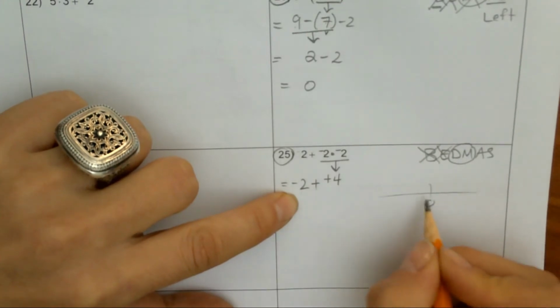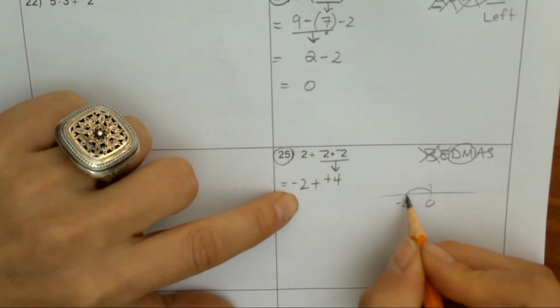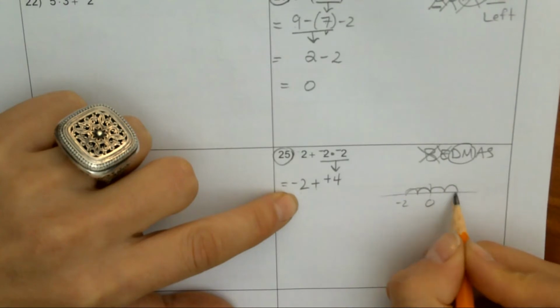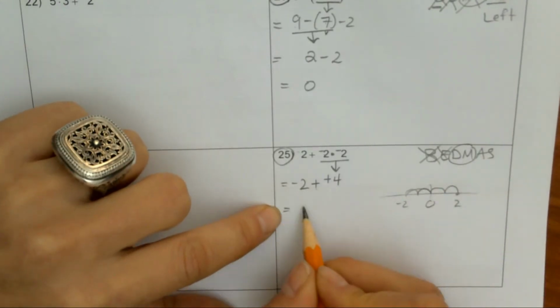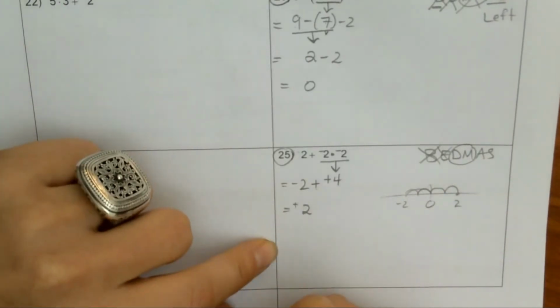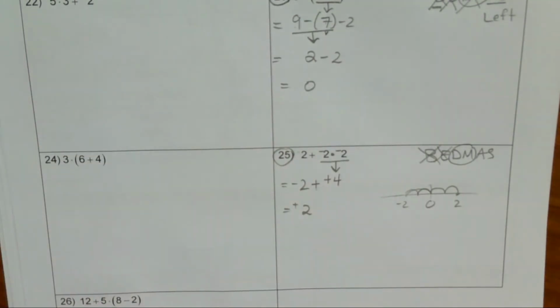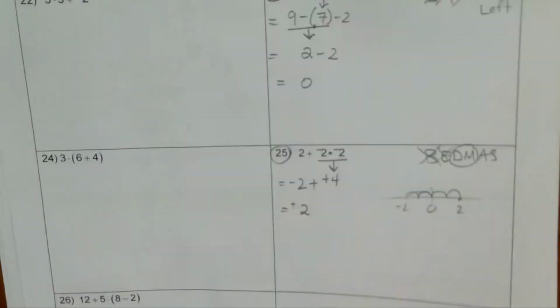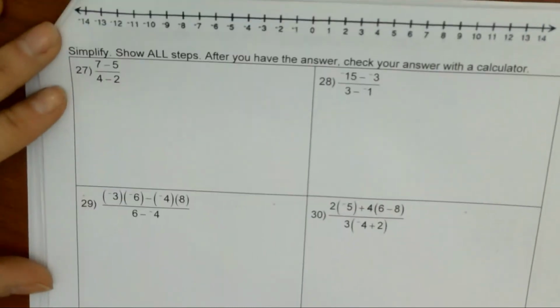So here's 0. I'm going to go down negative 2 and go up 4. So I'm at 2, positive 2. Okay. Or you can just use your calculator. Let's go and do number 27.